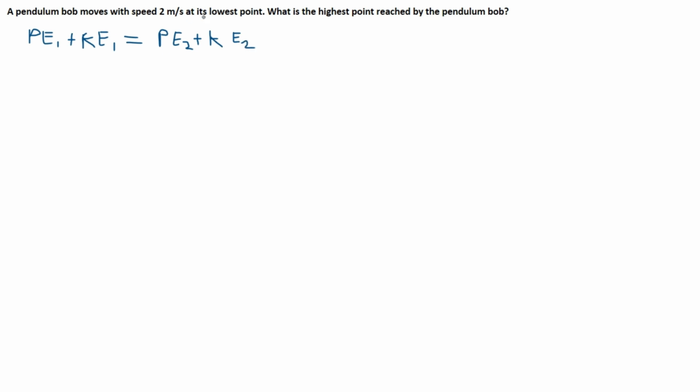Now, let the lowest point represent its initial energies and the highest point represent its final energies. At its lowest point, we can assume that there is no potential energy because it won't be able to travel any lower. It'll be at its lowest point. So effectively, we'll have no height. Whereas we have the opposite at its highest point. It'll have only potential energy and no kinetic energy because it'll have no velocity at the highest point.